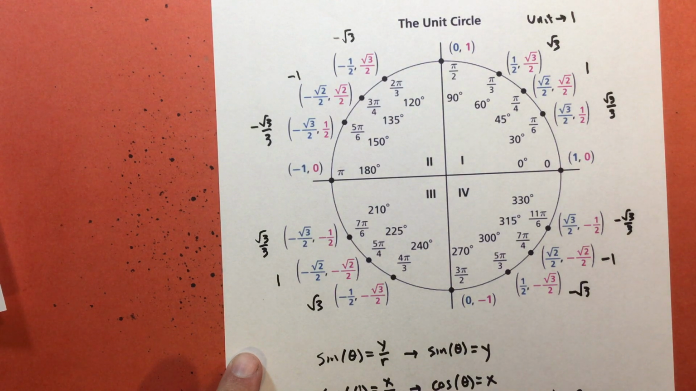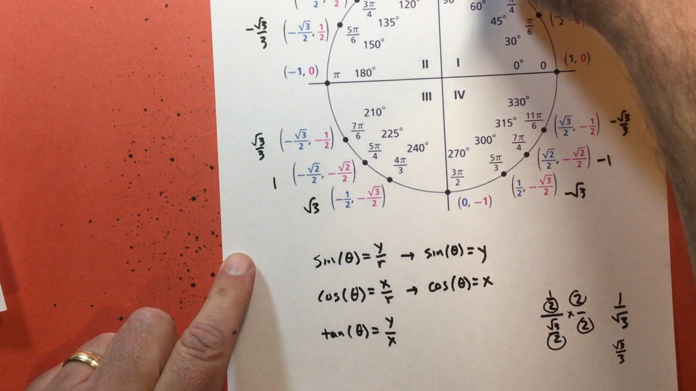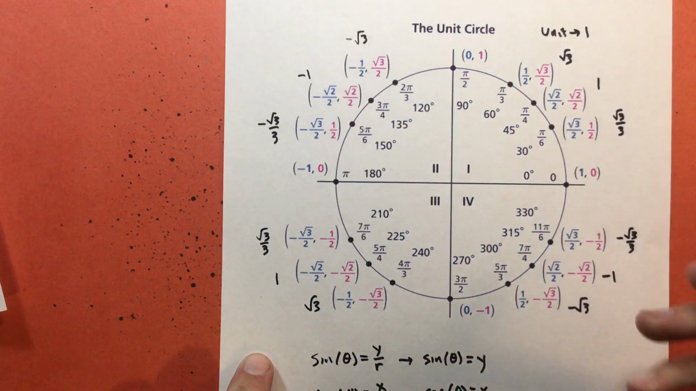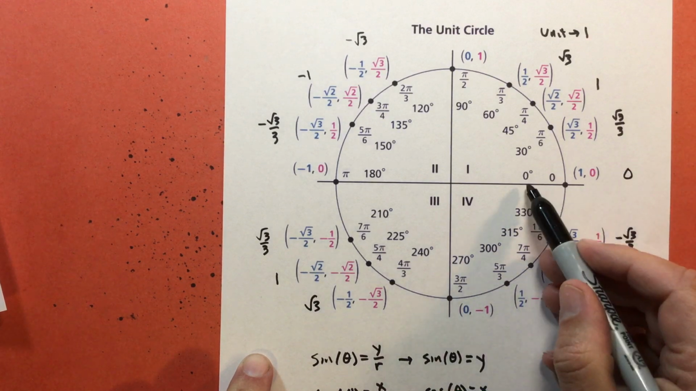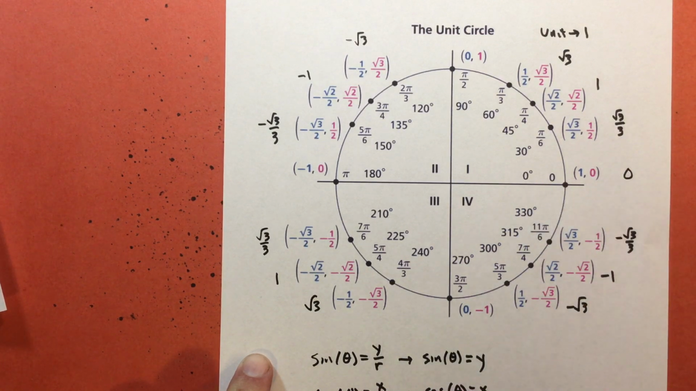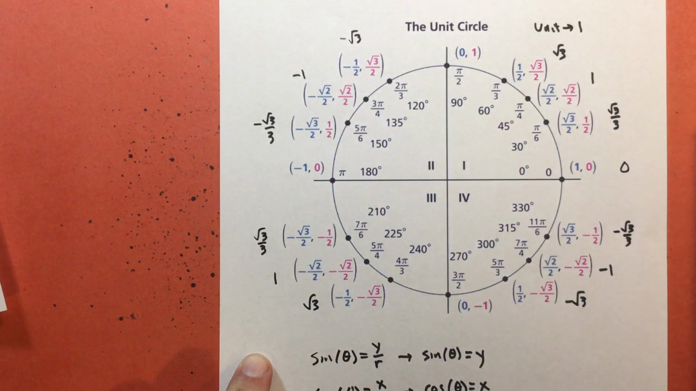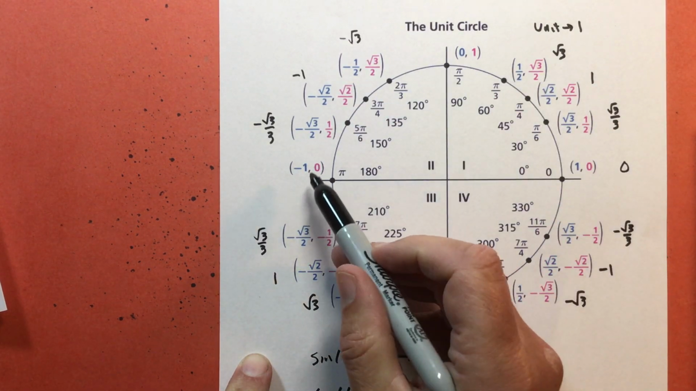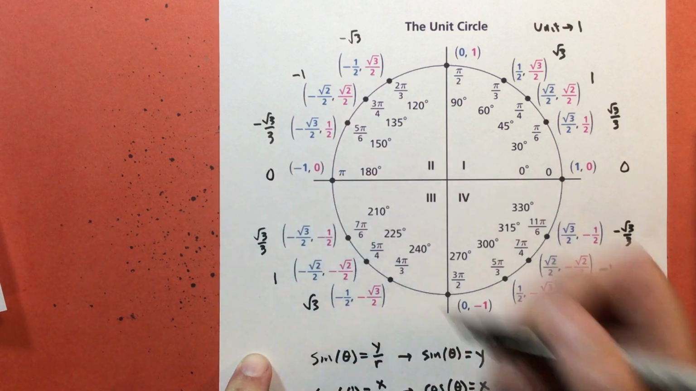Remember that the tangent is the y divided by the x. I'll move it up so you can see it. Y divided by the x. So this is 0 divided by 1, which equals 0. Tangent of 0 degrees equals 0. I'm in radians, so it'll be okay. Tangent of 0 degrees is 0 radians, is 0. Same thing over here. 0 divided by negative 1 is also 0.